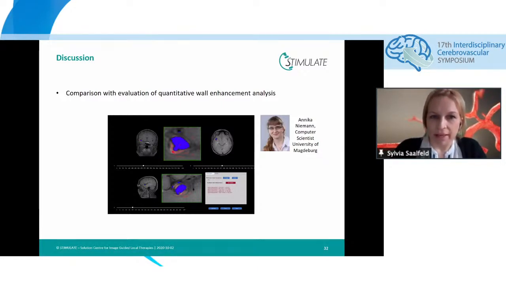And here was another example where a PhD student from my group is working on a normalized wall enhancement analysis, such that you not only compare it with the pituitary gland, but that you also try to automatically extract 3D connected regions of the aneurysm wall so that you can carry out a more standardized evaluation.